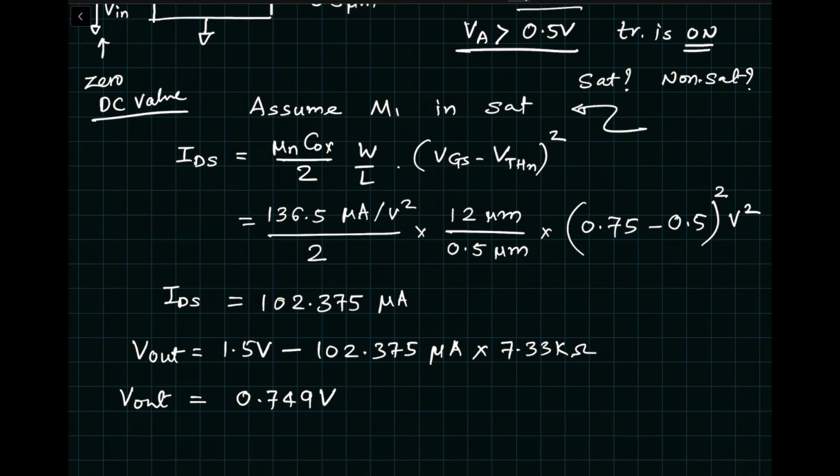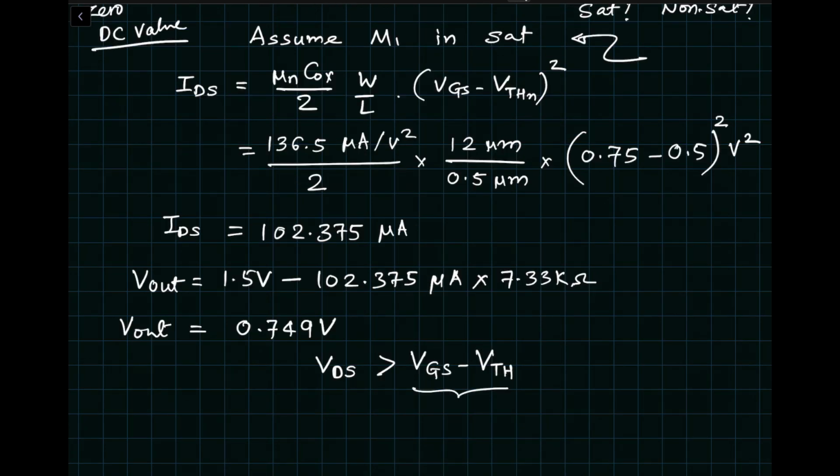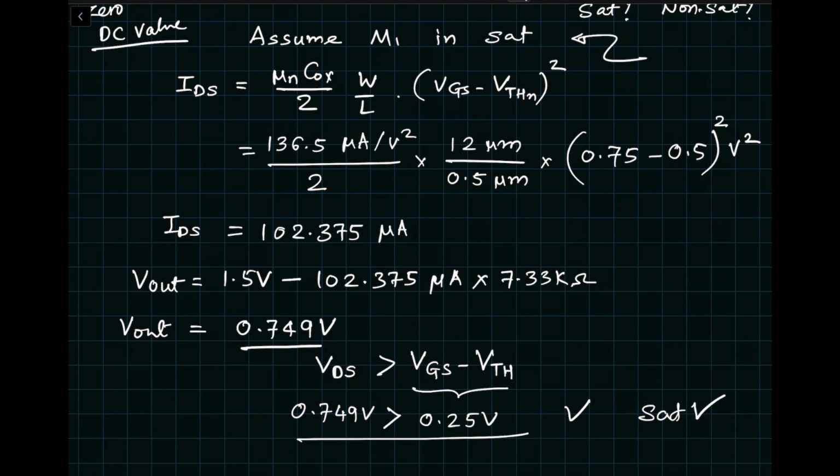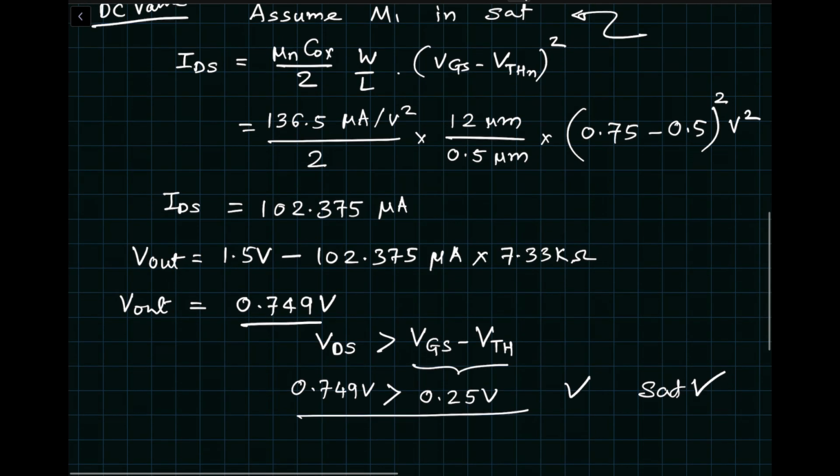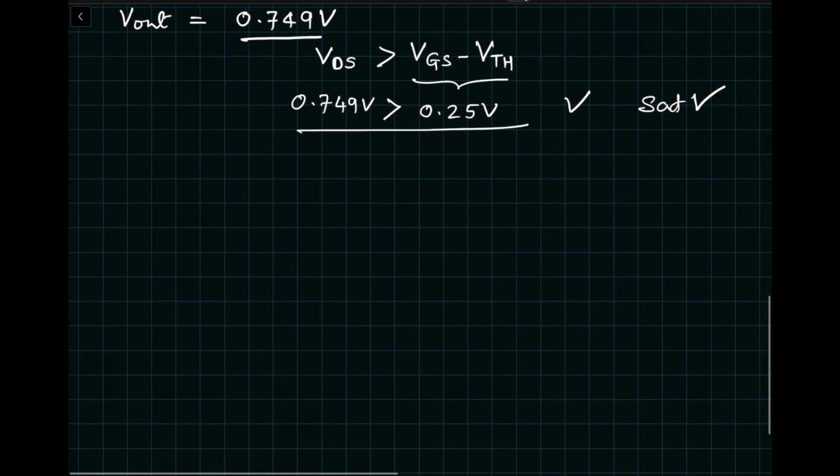Now let's check if our original assumption of M1 being in saturation is correct. Checkpoint for saturation is the drain to source voltage VDS has to be greater than VGS minus VTH. We already know this number. This number is 0.25 volts, and the VDS we have calculated is 0.749 volts. So this assumption is true, so saturation is valid. So we can draw the DC operating point of the circuit, and it's going to look like this.